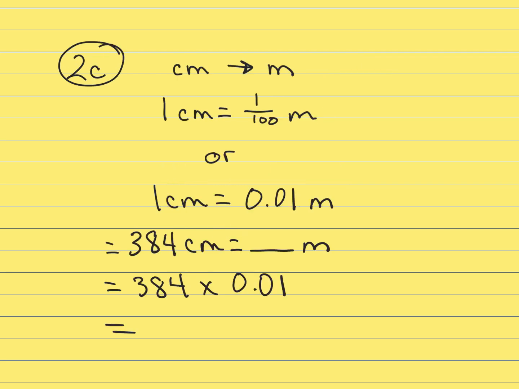Okay, here we're changing centimeters to meters. 1 teeny centimeter is 1/100th of a meter, or we can write it in decimal form. So we want to find out how many meters 384 centimeters is equal to. So basically, we just have 2 decimal points. We move it over 1, 2. We can say it's 3.84 meters.